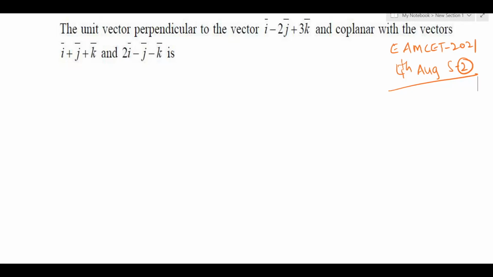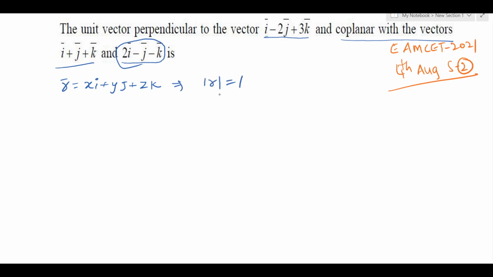The unit vector perpendicular to the vector i minus 2j plus 3k bar and coplanar with the vectors i plus j plus k and 2i minus j minus k bar. First we take a vector r bar is equal to xi plus yj plus zk. Unit vector means modulus of r is equal to 1, that is under root of x square plus y square plus z square is equal to 1.